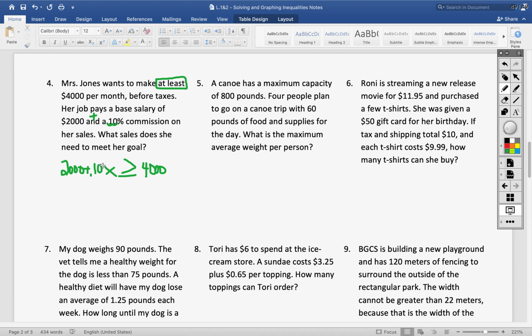What sales does she need to meet? Well, we solve this in order to answer the question. We solve it by moving the constant, by doing the opposite operation. Bring down your variable term. Divide.